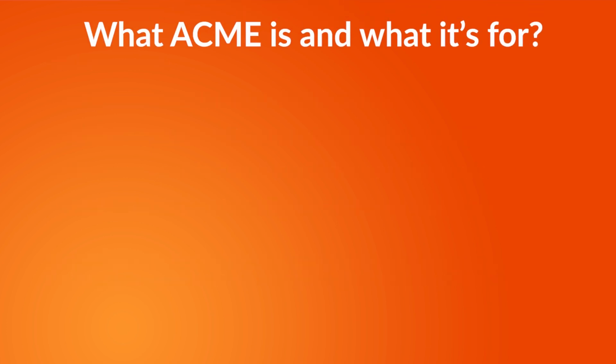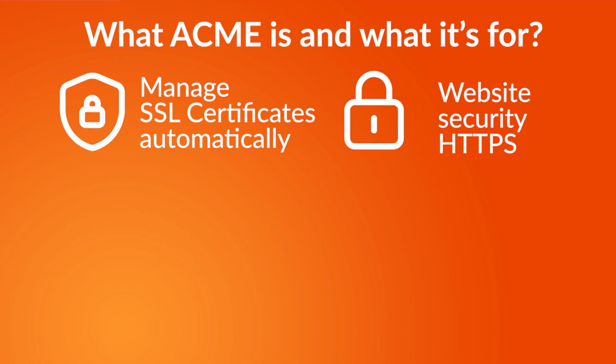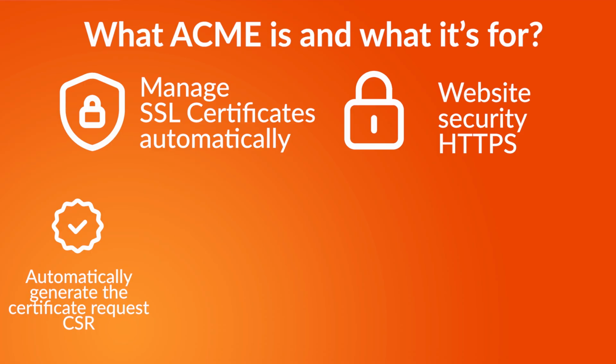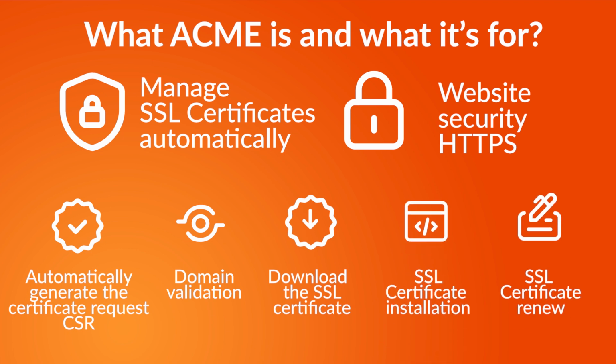What ACME is and what it's for. ACME is a system that lets you manage SSL certificates automatically without having to do everything manually. It's used to secure your website with a padlock, HTTPS, and it takes care of all the technical operations. With ACME, you can automatically generate the certificate request CSR, validate your domain, download the SSL certificate, install it on your site, and renew it before it expires. All of this without having to intervene each time, because ACME handles everything automatically.